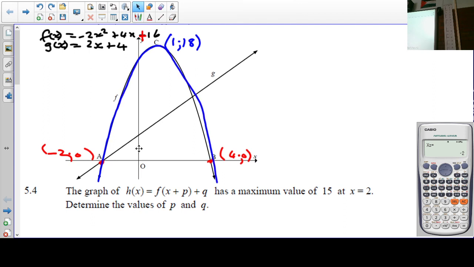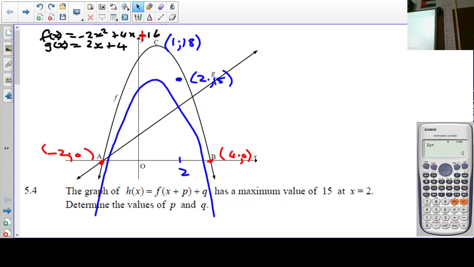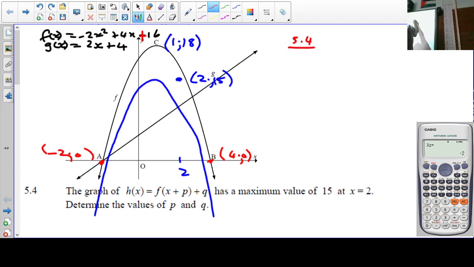And it occurs at which value of x? 1. So we want this maximum value now to be at 2. This is 1, so 2 and 15 is approximately here. It might be outside the view. Can you see that, people? So in other words, this graph shifted down by how many units? 3 units. You all see that? So I'm just going to write it out like this quickly. That's 5.4.